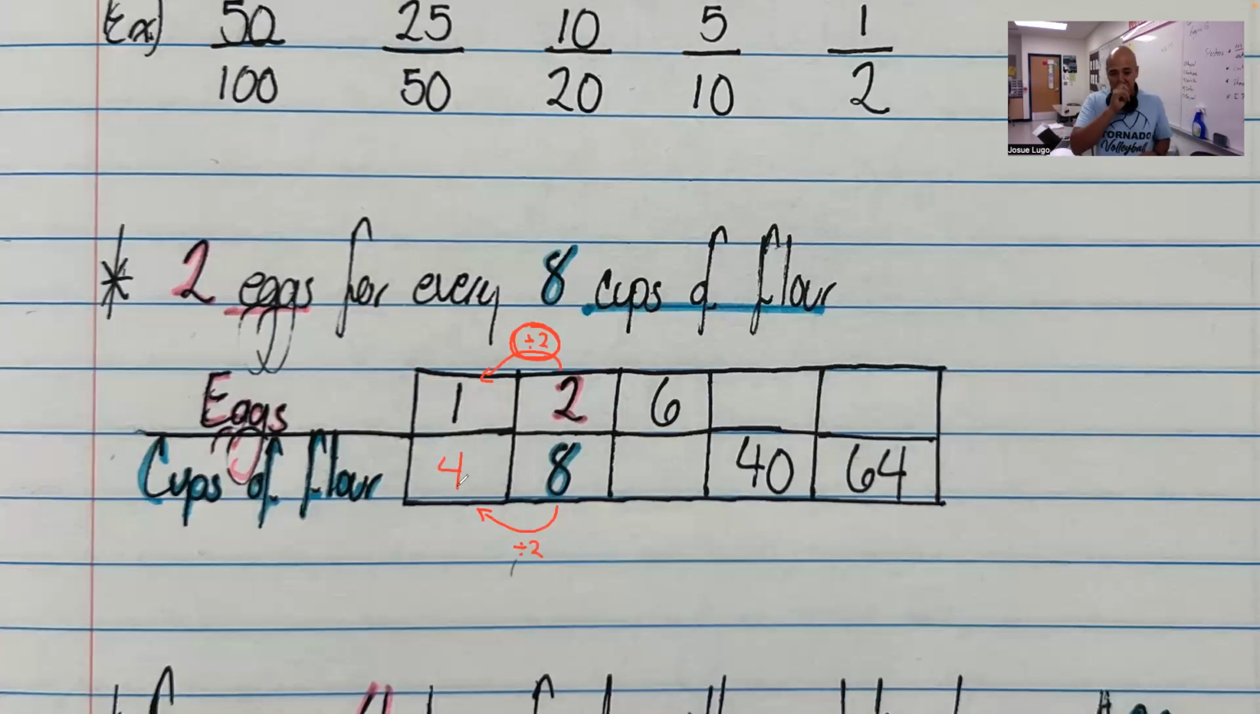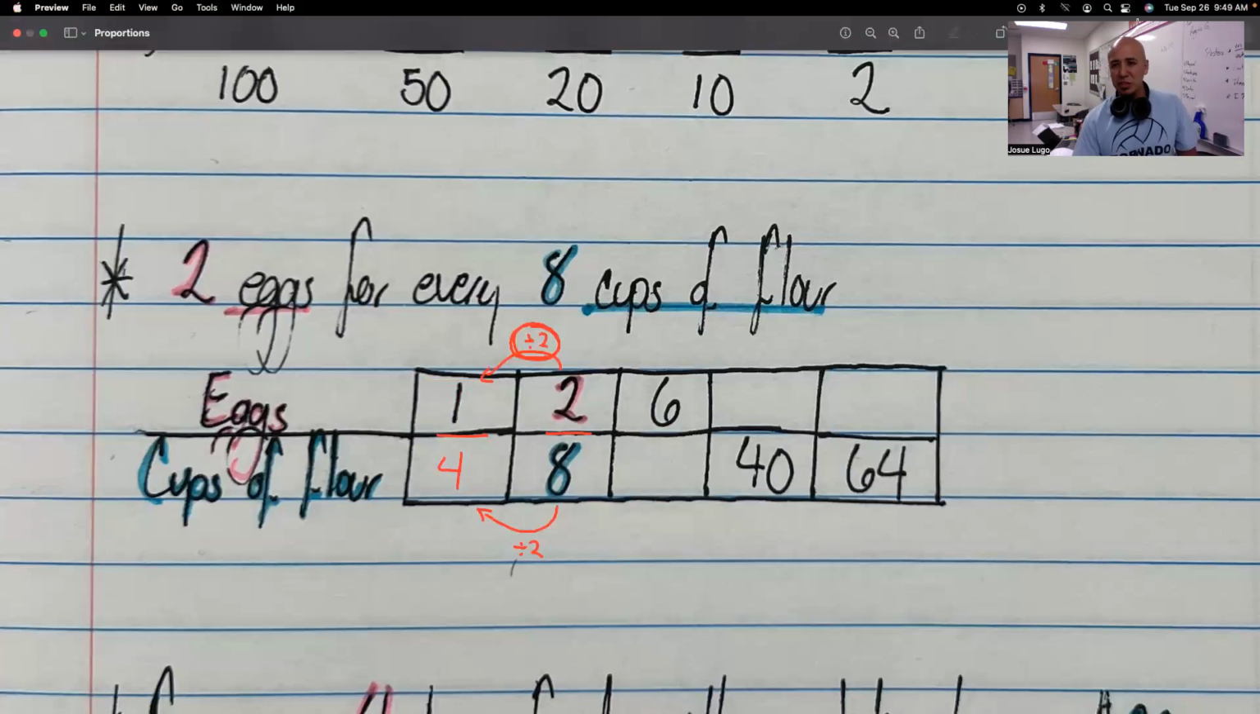So what that means is that the resulting fraction, 1/4, is the exact same. It is a proportion. It is equivalent to 2/8. And in the context of what we're doing here, that means that for 1 egg, I need 4 cups of flour. Since I don't have the 2 eggs with 8 cups of flour, I can use 1 egg, and instead of using 8 cups of flour, I'm going to use 4, and it should be the same proportion. It's the same recipe. Let me show you that one more time.